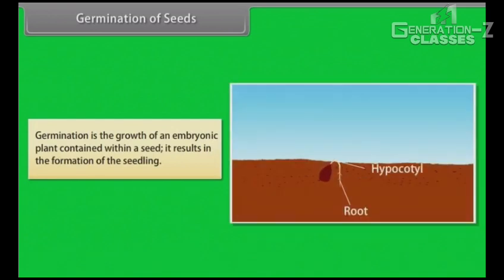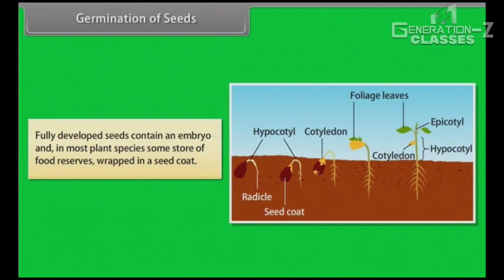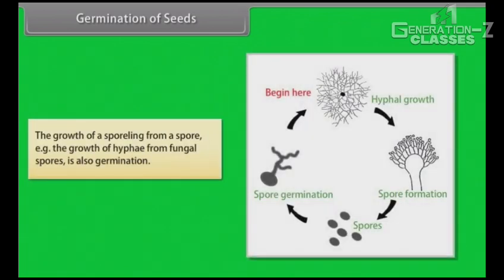Germination is the growth of an embryonic plant contained within a seed. It results in the formation of the seedling. Fully developed seeds contain an embryo and, in most plant species, some store of food reserves wrapped in a seed coat. The growth of a sporeling from a spore, for example the growth of hyphae from fungal spores, is also germination.